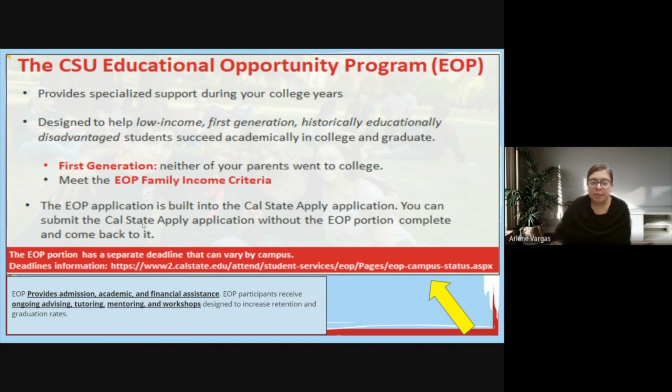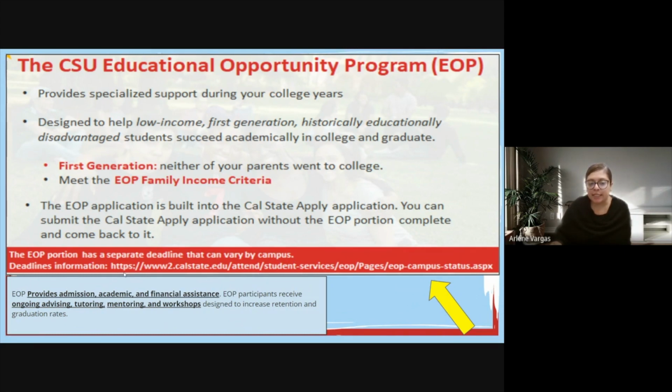The EOP application is built into the Cal State application because it's part of the third section. You can submit the Cal State Apply application without the EOP portion complete and come back to it. That's important to note. It's also important to note that the EOP portion has a separate deadline that varies by campus.